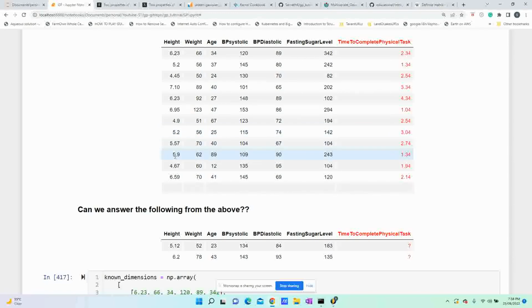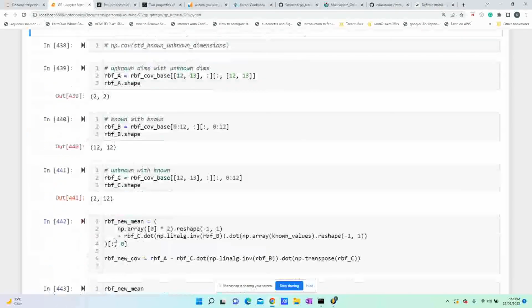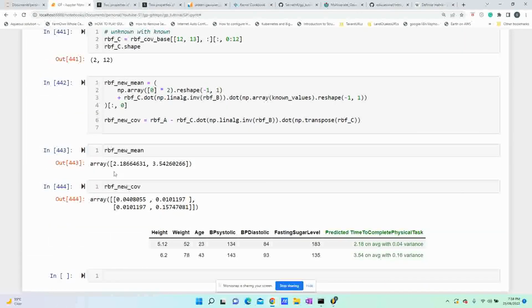What about the 11th one? 9, 10, and 11. It is like 4.67 versus 5.12, slightly off. 60 versus 52, okay. 12 versus 23, slightly off. 135 versus 134, very close. 95 versus 84, 104 versus 183. This is somewhat close only, but 1.94 is what they have given, right? So there are three dimensions which are influencing. One of them had 1.34, another had 3.04, this one has 1.94, and finally it has settled down in 2.18, right? It's neither 1.34 nor 3.04.